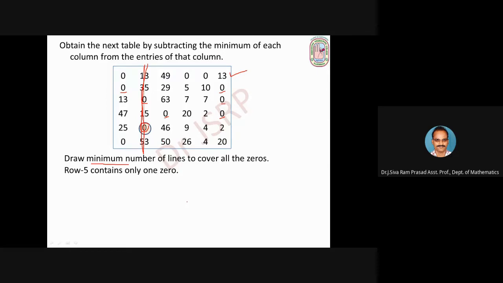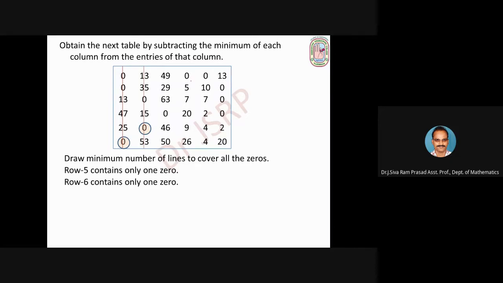Next, come to the sixth row. The sixth row also contains only 1 zero. Circle that 0 and fix that first column. So cross off the first column. Okay, so all rows are verified. Now there are still zeros not covered by lines.